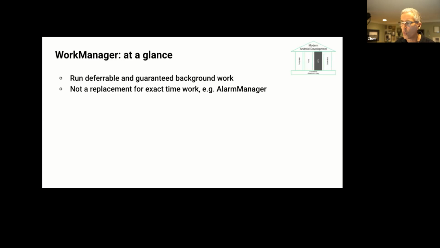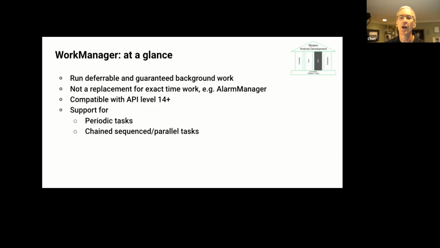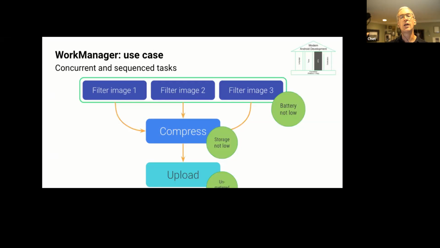I'm going to walk really quickly through this because my clock says that I'm about to bump into the next session time. WorkManager makes it much easier to do deferrable work. I want to walk really quickly through an example. So let's say you have an image, you want to do 3 different filters. Those can all happen in parallel. Then we want to compress it, and then we want to upload. We can have different constraints for each of these.